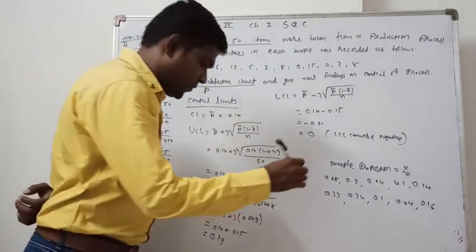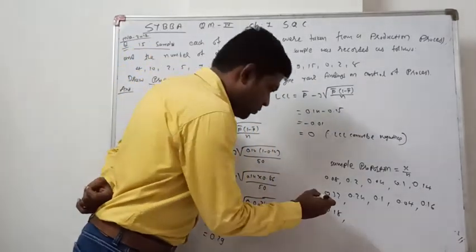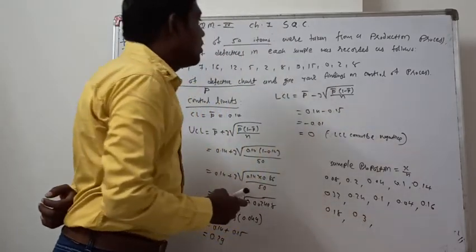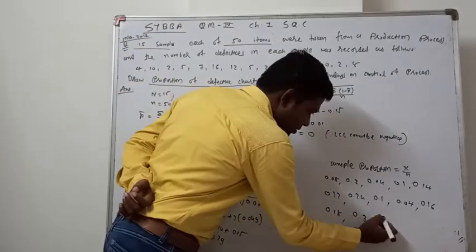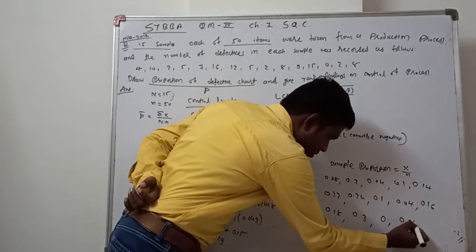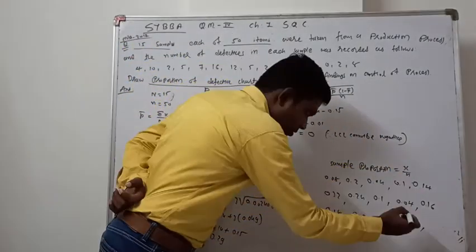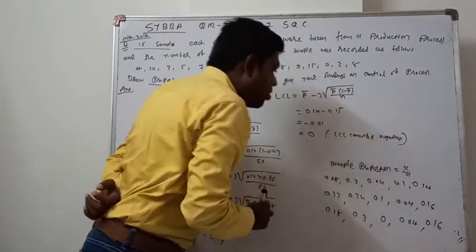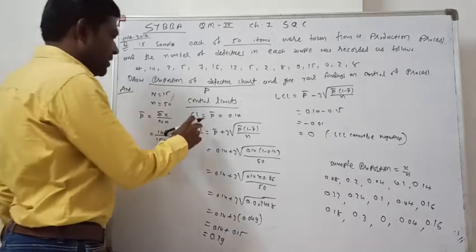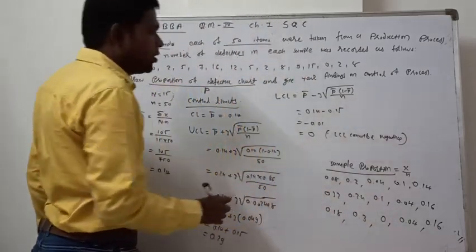9 divided by 50, answer 0.18. 15 divided by 50, then the answer is 0.3. Next, 0 divided by something means 0. 2 divided by 50 means 0.04. Next, 8 divided by 50 means 0.16. So these all are what? Our sample proportions, right? Now using the central line, UCL, LCL as well as these sample proportions, we draw what?